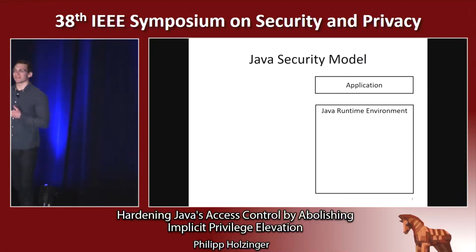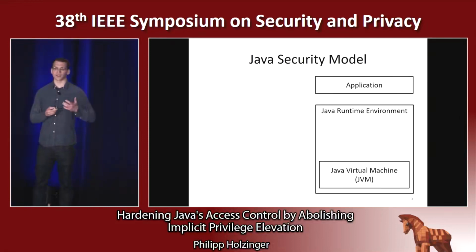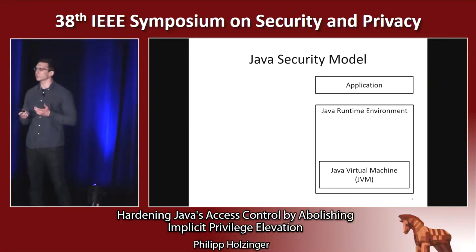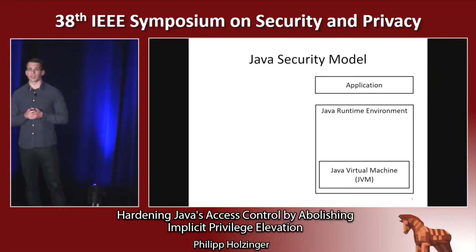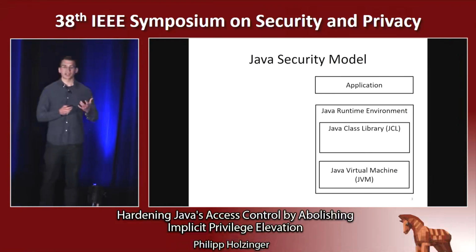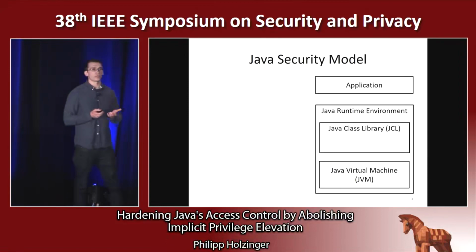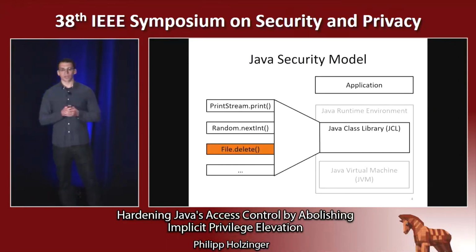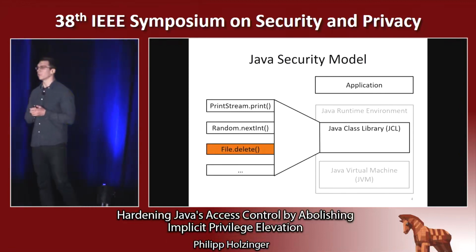So the Java runtime environment executes applications, and on a high level it comprises two components. On the one hand, it's the Java virtual machine, which provides basic functionality for program execution, including just-in-time compilation, memory management, and other basic functionality. And on the other hand, it comprises the Java class library, which is mostly implemented in Java. It's a collection of a large number of system classes that provide common functionality, like PrintStream print, for instance, or Random nextInt, and many other commonly used functionality.